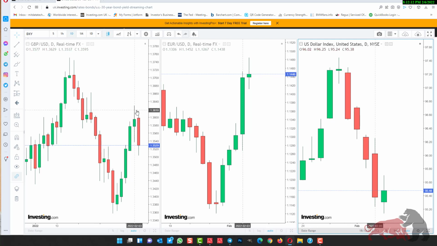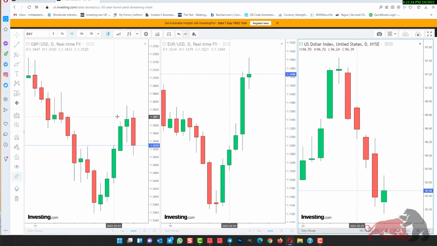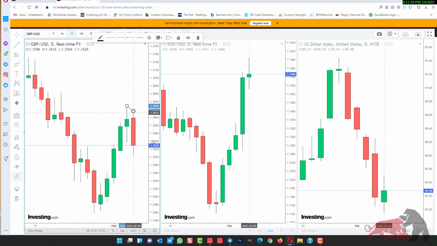Already you see your technical analysis skills. Already you should see Pound USD failed to make a higher high at a time when Euro USD made a higher high and Dollar Index made a lower low. We should have seen a higher high in Pound USD, but that did not happen. Why? That's what you have to ask yourself, why didn't that happen?